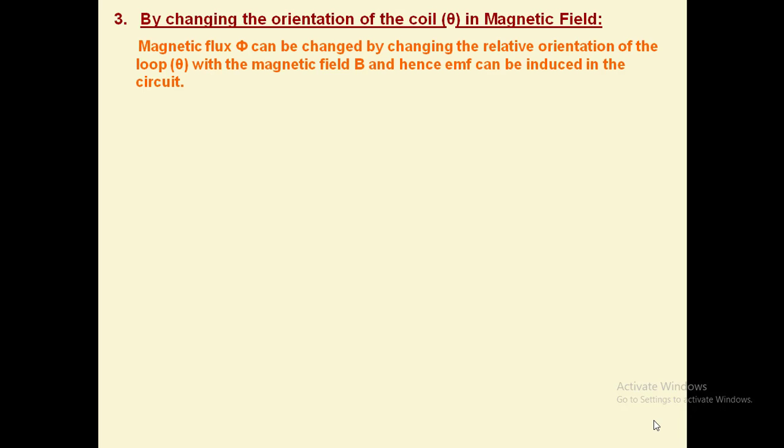Third one, by changing the orientation of the coil theta in the magnetic field. Magnetic flux phi can be changed by changing the relative orientation of the loop with the magnetic field, and hence EMF can be induced in the circuit.